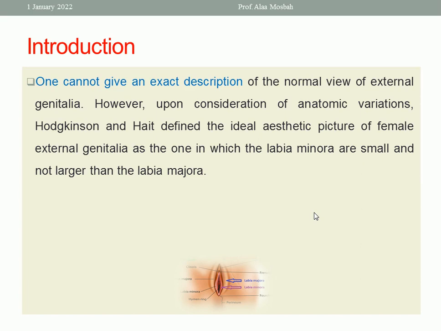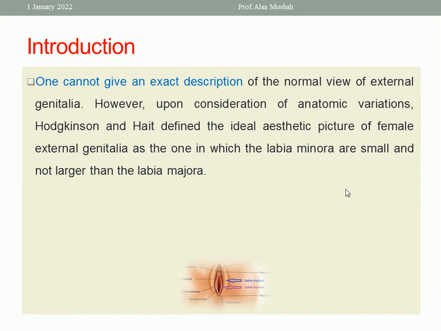One cannot give an exact description of the normal view of external genitalia. As you see in this picture, this is external genitalia with mons veneris, labia majora on both sides, labia minora on both sides, the clitoris in the middle at 12 o'clock, and the prepuce of the clitoris. Okay, so what is normal?